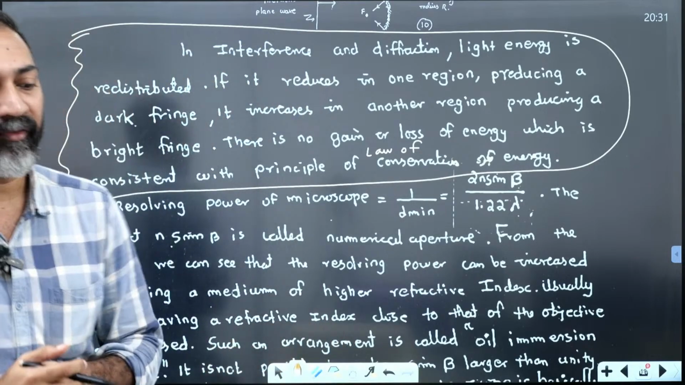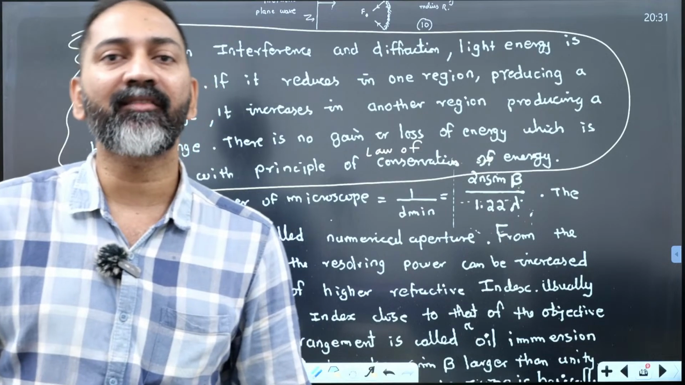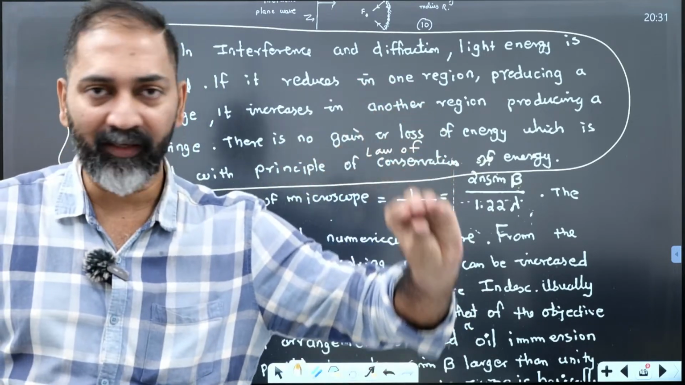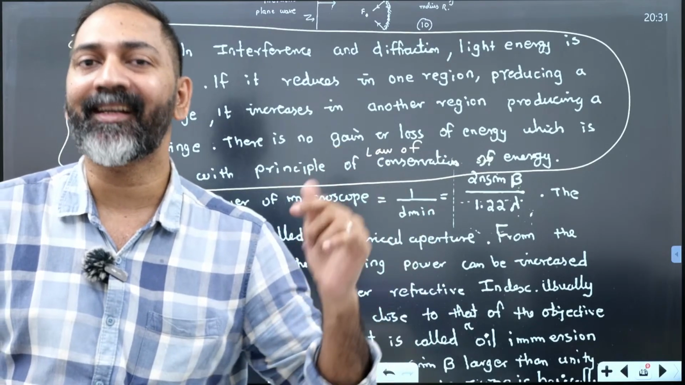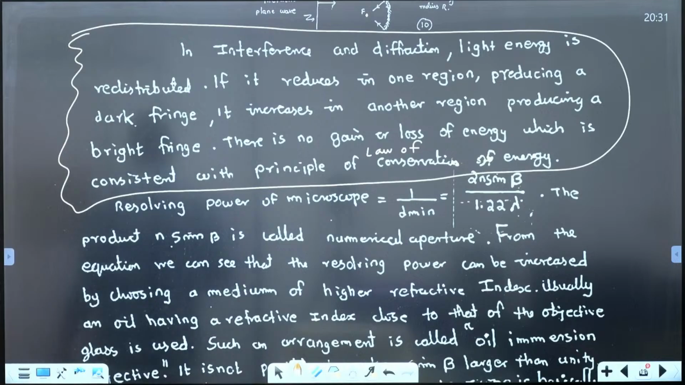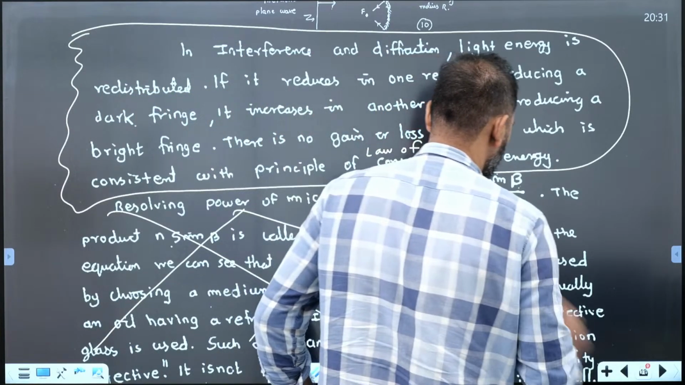See, in interference and diffraction, we are not creating energy, we are not destroying energy. Energy gets redistributed. If it reduces in one region, energy reducing means what? Destructive interference. Then it increases in another region, that is constructive interference. We are not creating energy, we are not destroying energy. Only thing is that energy gets redistributed.